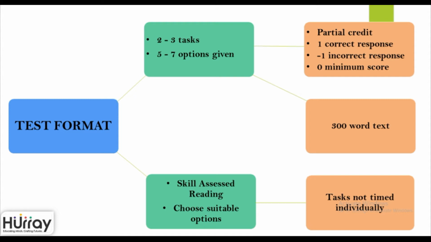As far as the scoring goes, you are given partial credit. You will be given 1 mark for correct response, -1 or negative marking for incorrect response, and 0 as your minimum score. The text length is usually up to 300 words. The tasks are not timed individually.